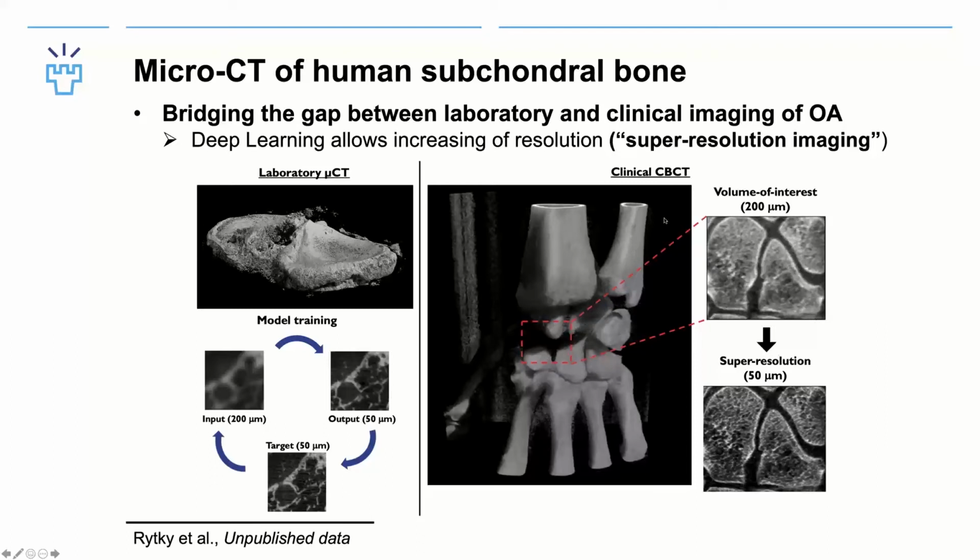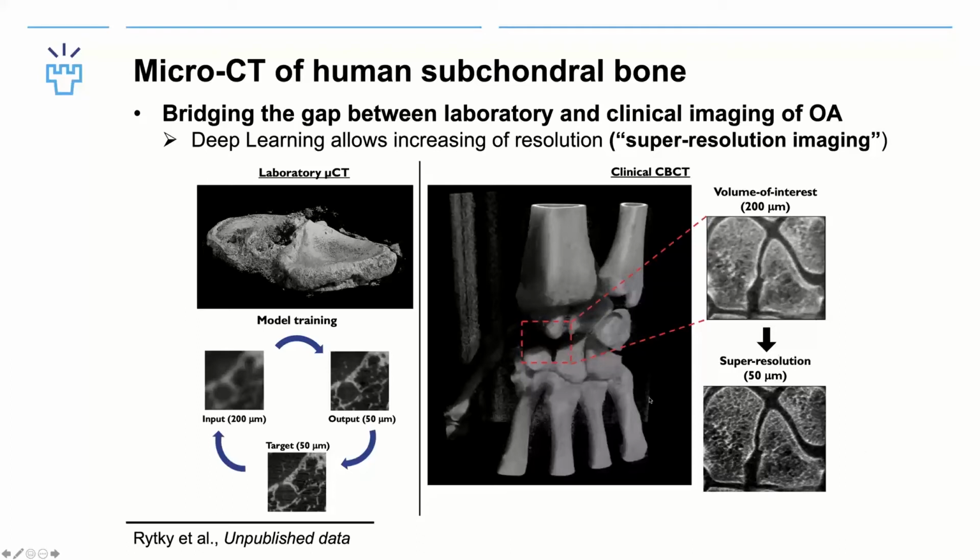The resolution of this clinical scanner is 200 micrometers. So this is how the image looks. And when this model, trained in the laboratory with these tissue samples, was applied to this data, this is how it looks. So it seems that it fairly nicely enhances the resolution of bone.